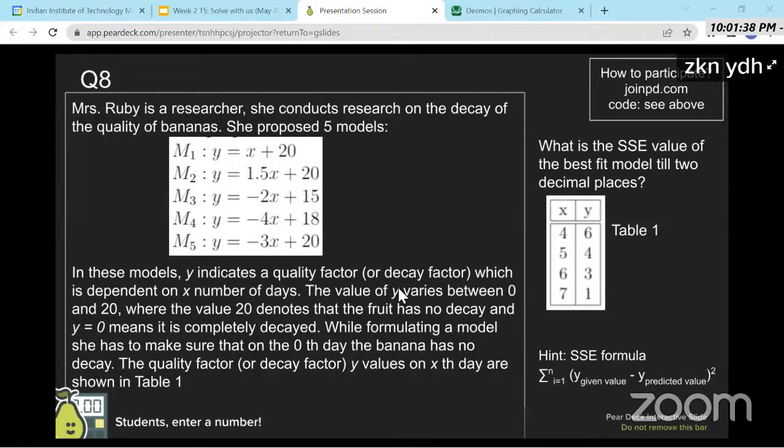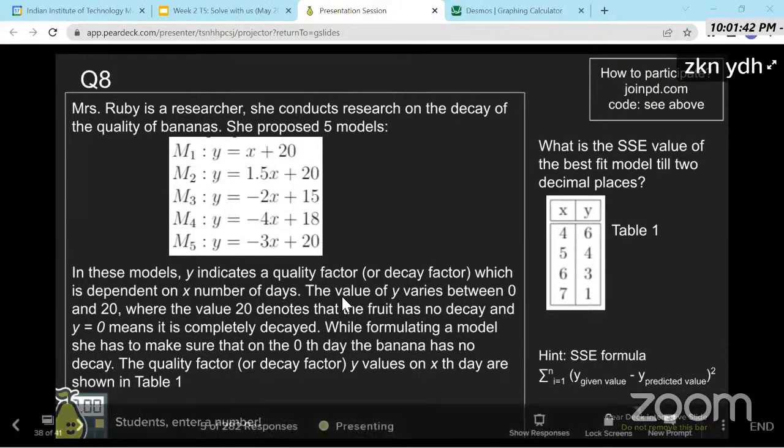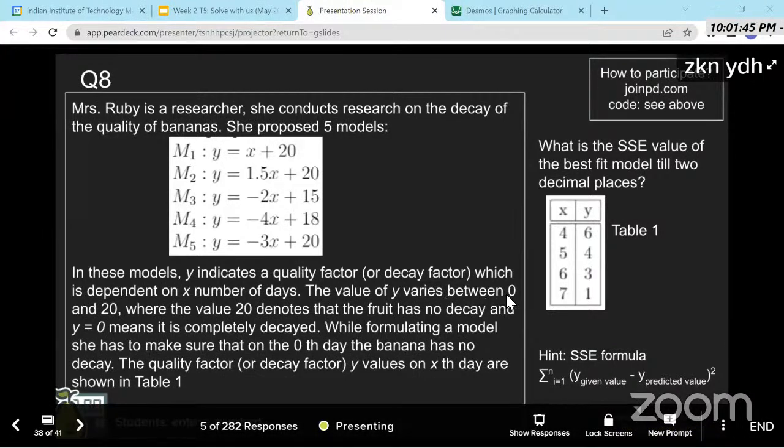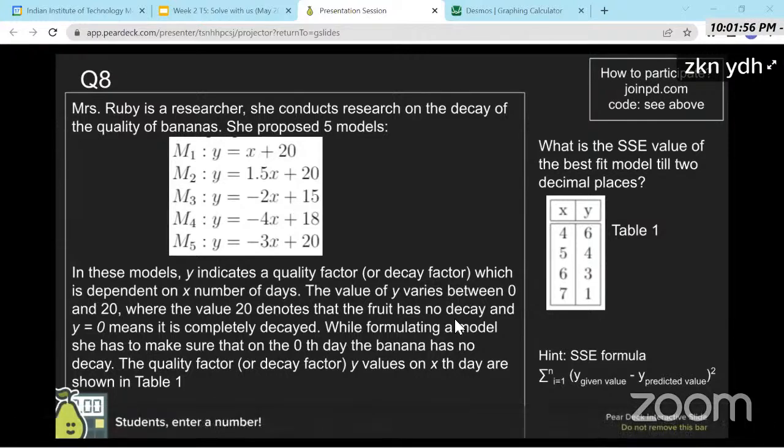So now you see this is what she has to do. Now I'm reading here, the value of y varies between 0 to 20. So that means when the value is 20, it denotes that the fruit has no decay. That means when y is 20, there is no decay in the banana at all.